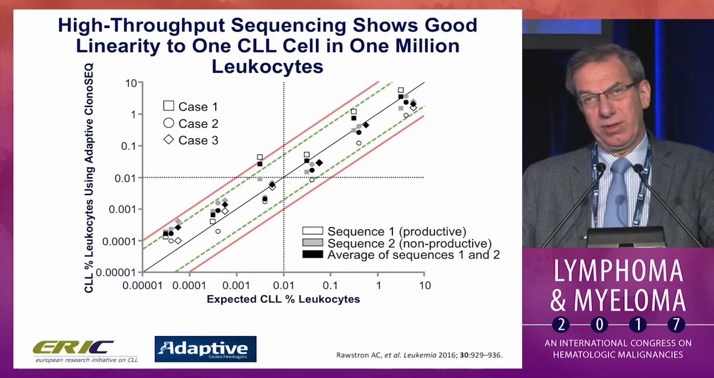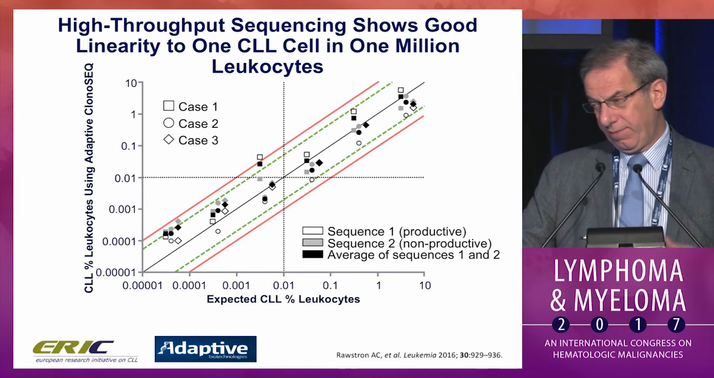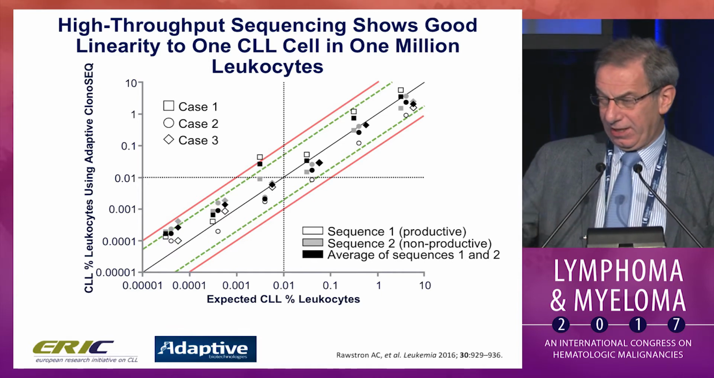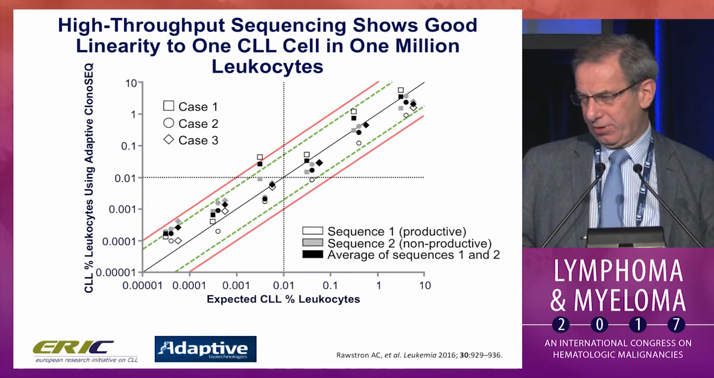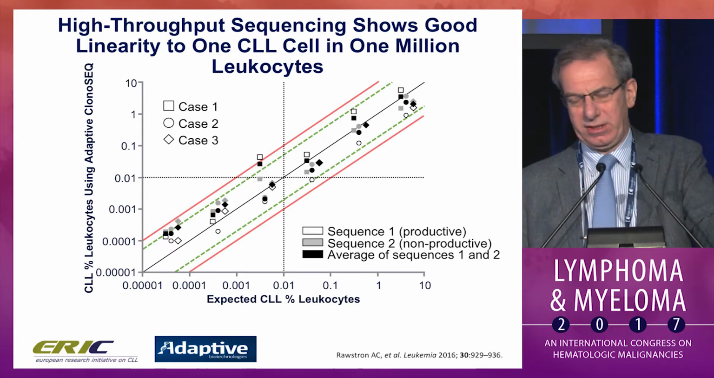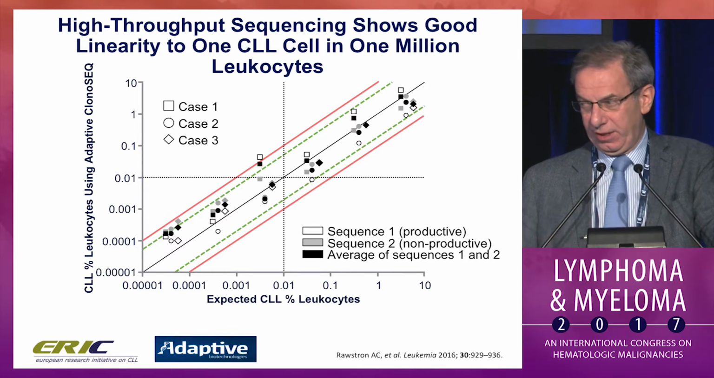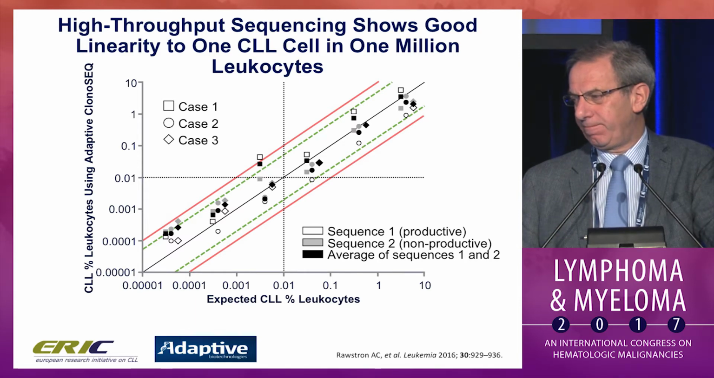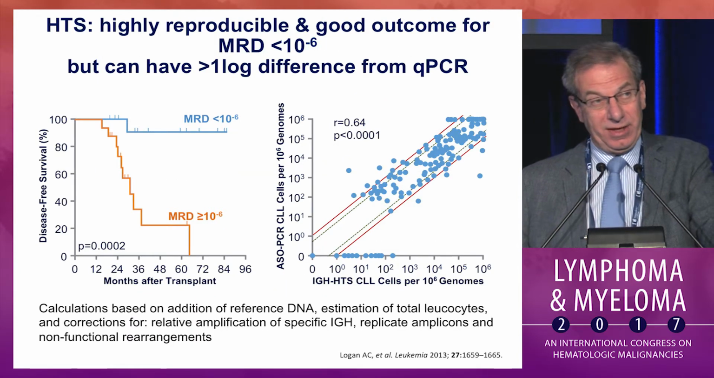Although as you get down to 1 in a million, there's a slightly wider distribution away from the black line, which would be absolute accuracy. So it's harder to quantitate it at very low levels, but probably more sensitive than flow cytometry if we need that level of sensitivity. And again, this has been validated by another group.